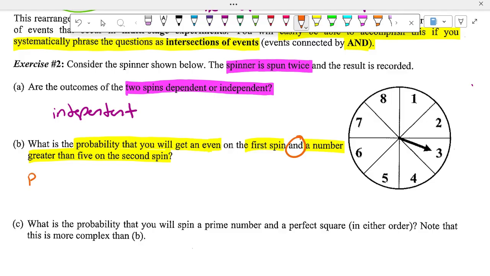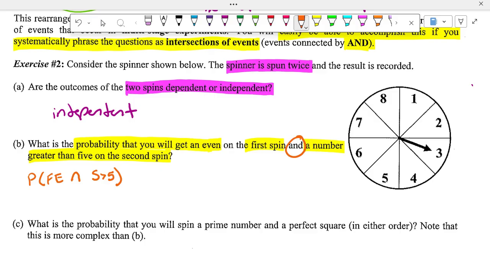Meaning, we're trying to find the probability of getting, on the first spin, an even, and on the second spin, a number greater than 5. Actually, I'm going to use F and S: first spin even, second spin number greater than 5. So if we use the formula that we just came up with, that would be this formula right here.